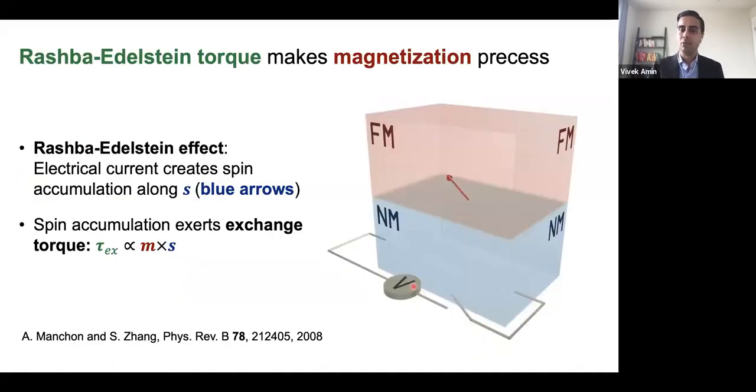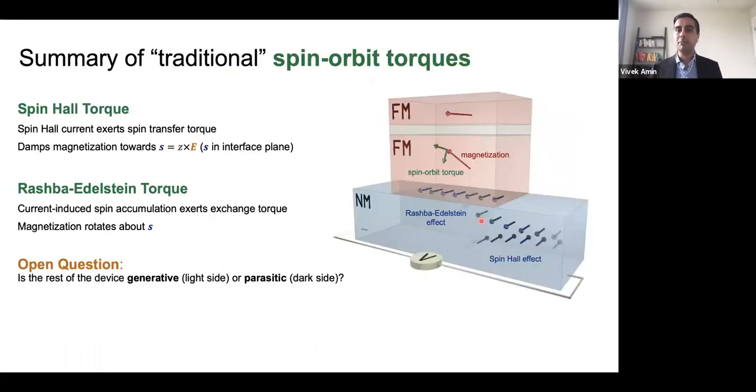And so how does that result in a torque? Well, when I turn on this voltage, I then get a spin accumulation at the interface, which is constantly replenished by spin orbit coupling. And the magnetization has no choice but to then precess around that spin accumulation, which gives me an exchange torque. Okay, so the summary of these two torques then is I have the spin Hall torque, which by and large is considered to damp the magnetization towards the interface plane, and this Rashba-Edelstein torque, which induces magnetization precession about that same direction along the interface plane, which here we're referring to as s. And so an open question then is the rest of the device generative or parasitic?